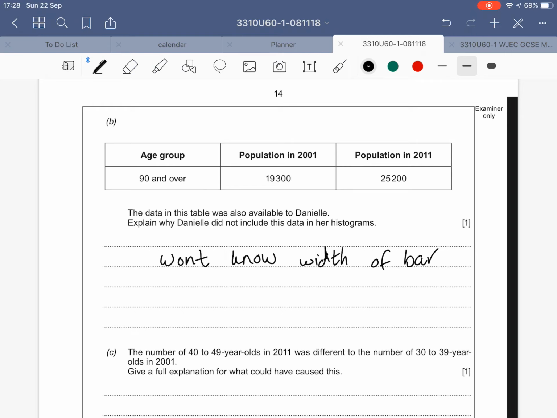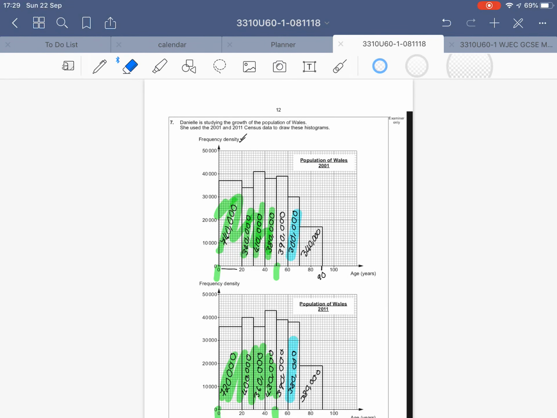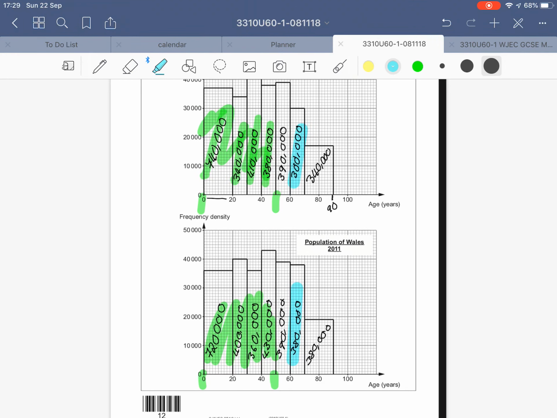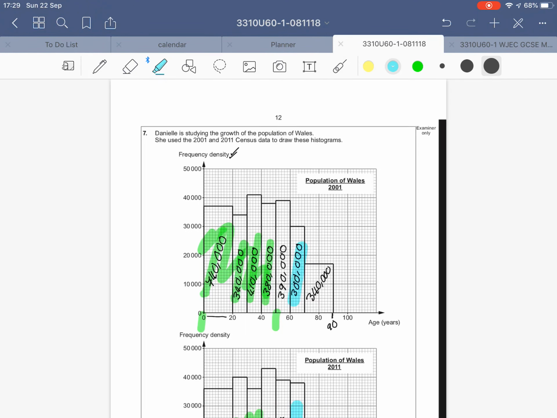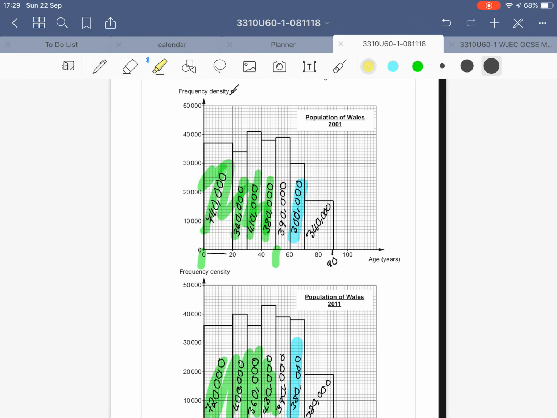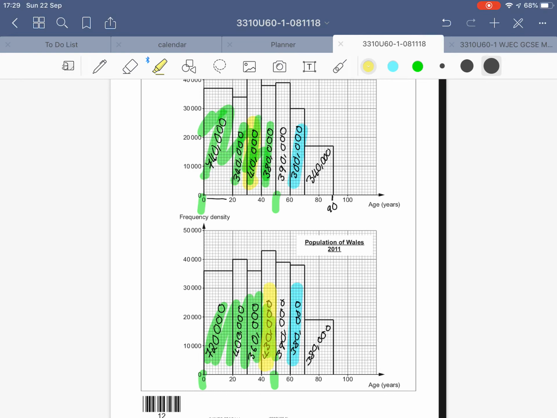So the number of 40 to 49 year olds in 2011 was different to the number of 30 to 39 year olds in 2001. So these people are the same people, but in 2001 is different to 2011. So hopefully nobody's died. Let's hopefully the number goes up. So in 2001, the 30 to 39 or 40? I can't remember. 30 to 39 and 40 to 49. So 30 to 39, 410. It goes from 410 to 430. So it's gained people. Phew, no one's died.